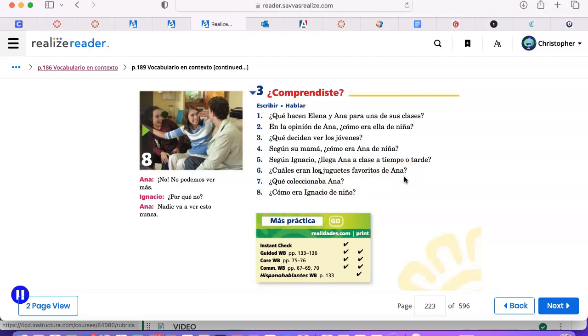And then the verb that's in the question for number 6 would be eran. For number 7 would be coleccionaba. For number 8 would be era. ¿Cómo era Ignacio de niño? Ignacio era, and then the adjectives. ¿Qué coleccionaba Ana? What did Ana used to collect? Ana coleccionaba, and then the things she used to collect. ¿Cuáles eran los juguetes favoritos de Ana? What were Ana's favorite toys? Los juguetes favoritos de Ana eran, and then list her favorite toys.